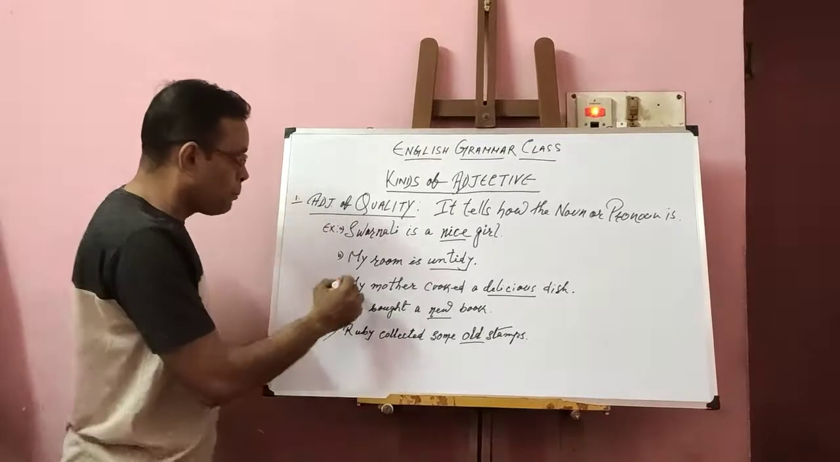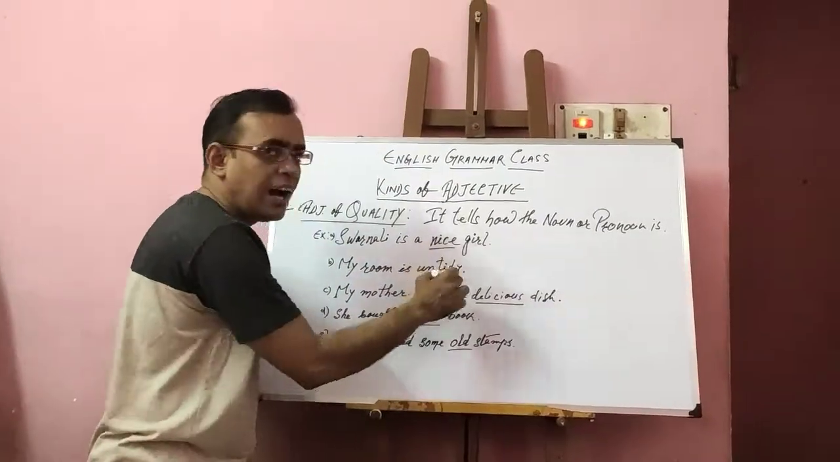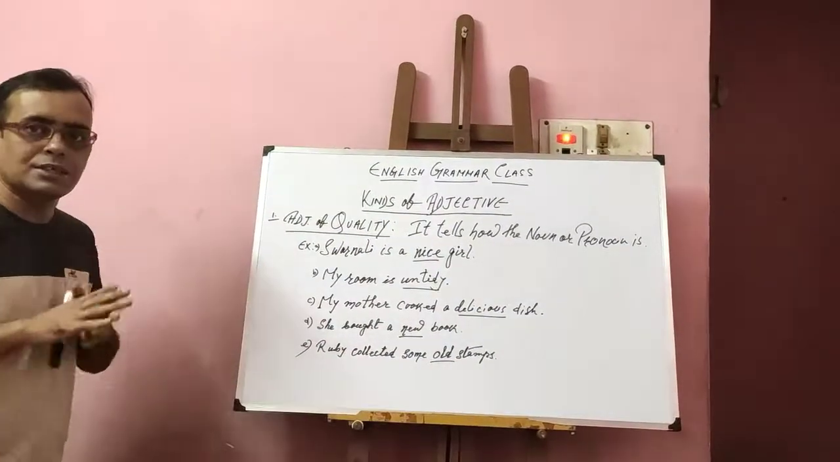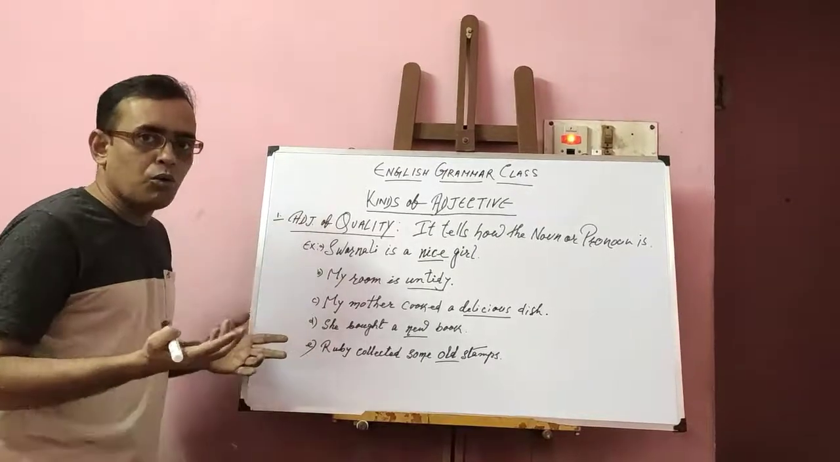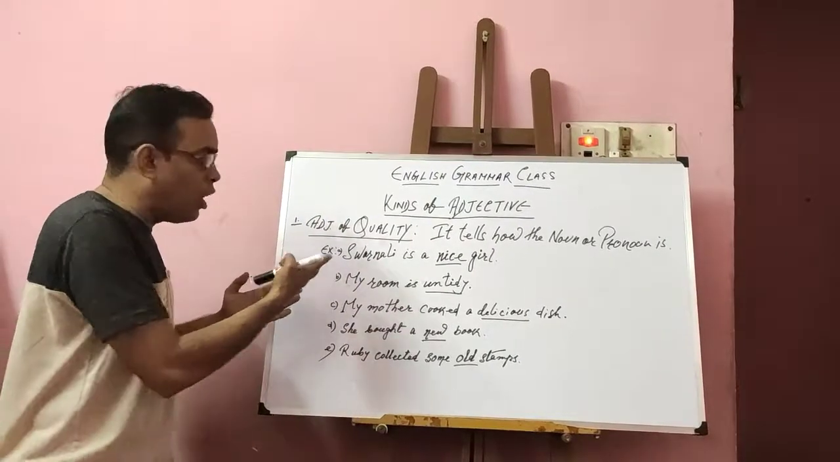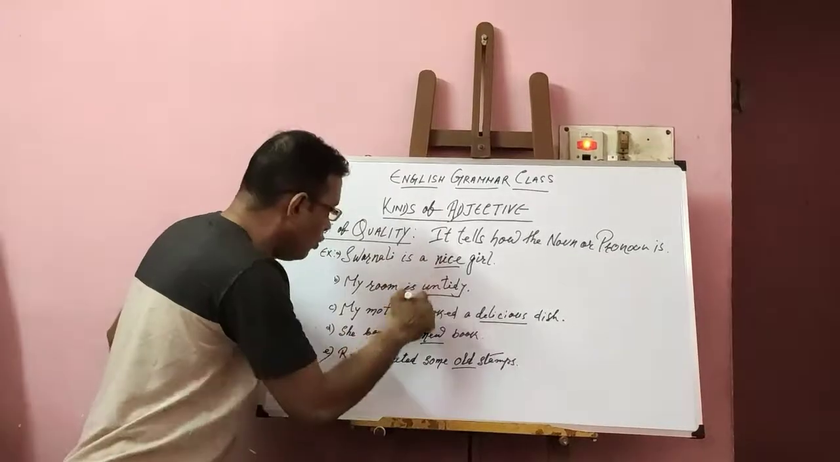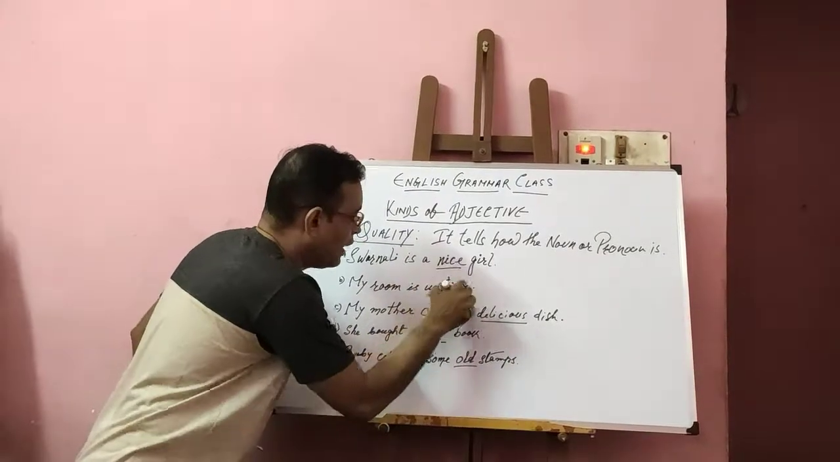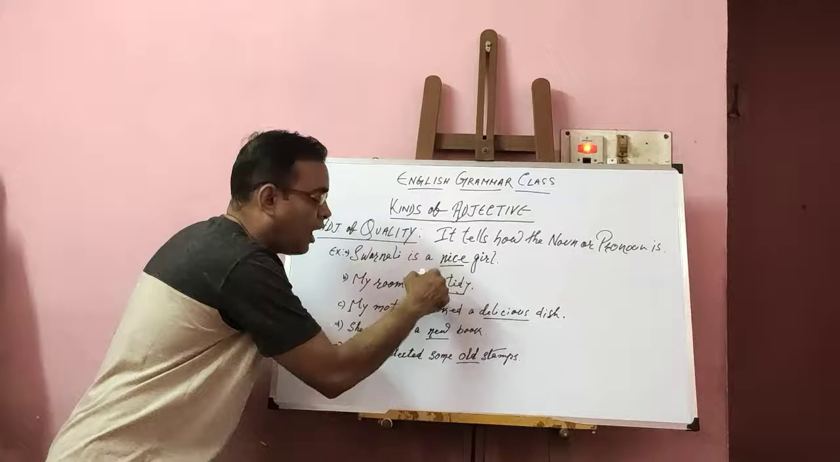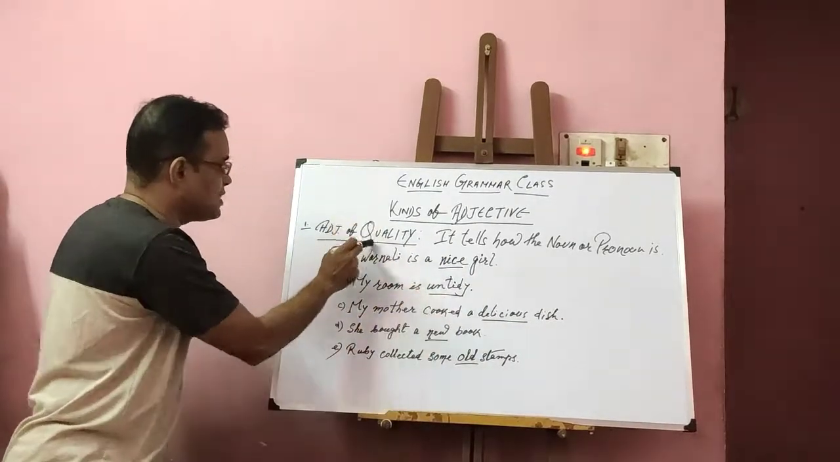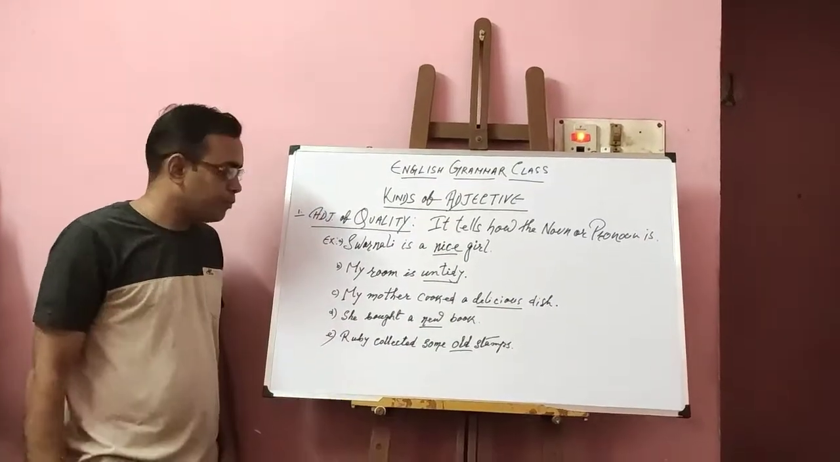Clear? Next, my room is untidy. So how the room is? My room is how? Room is the noun. So how the noun is? Untidy. My room is untidy. So that untidy is adjective of quality.